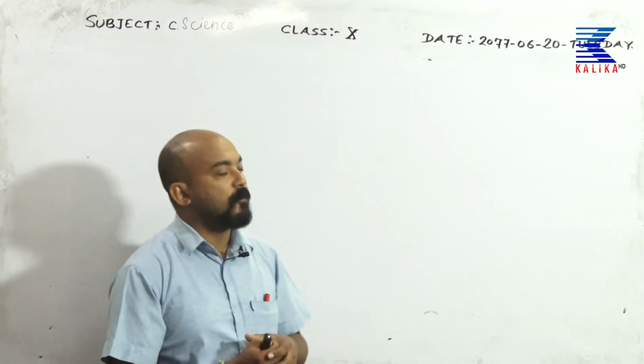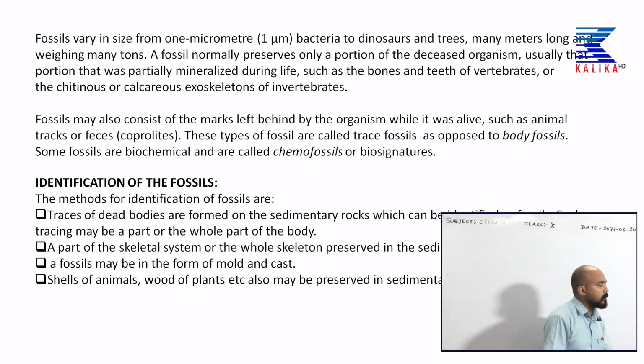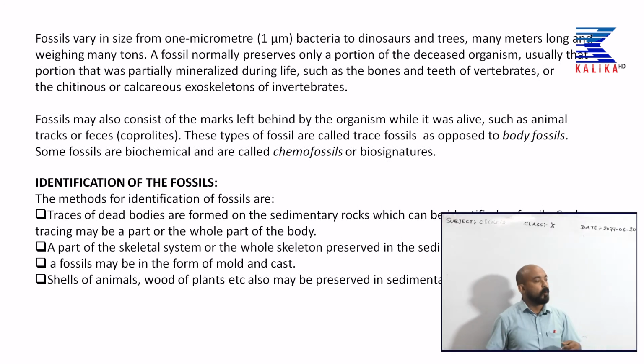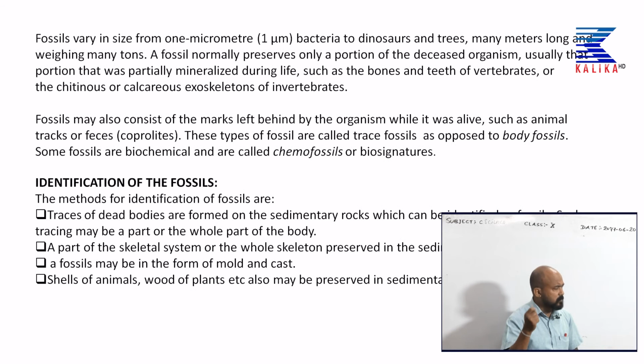Fossils may also be formed in the form of mold and cast. Mold and cast means something that shows an imprint. If you put something over a long period of time on some substance, it makes an imprint. That imprint process is mold and cast, like the making of bricks, where pictures or names are imprinted in the bricks by pressing different substances, like shells of animals and wood of plants. These may also be preserved in the sedimentary rock.